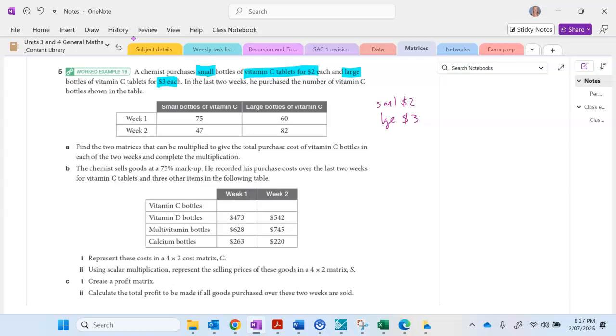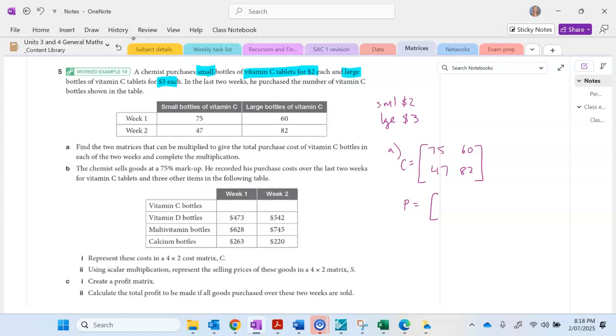All right, find the 2 matrices that can be multiplied to give the total purchase of the cost of vitamin C bottles in each of the 2 weeks and complete the multiplication. So we can just put this as a 2 by 2 matrix. So 75, 60, 47, 82, and we can call that matrix C, maybe C for vitamin C. And then we've got the purchase price, and we might call that matrix P. So that is going to be 2, 3, and it doesn't have to be a column matrix.